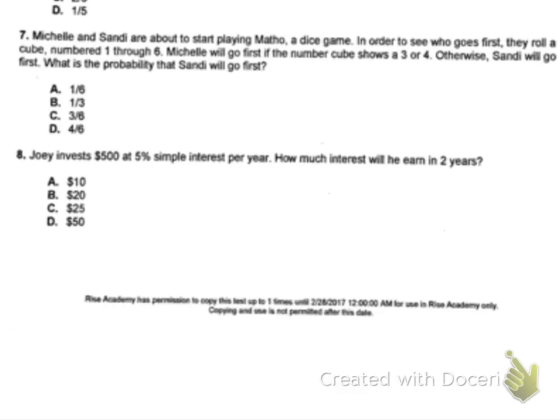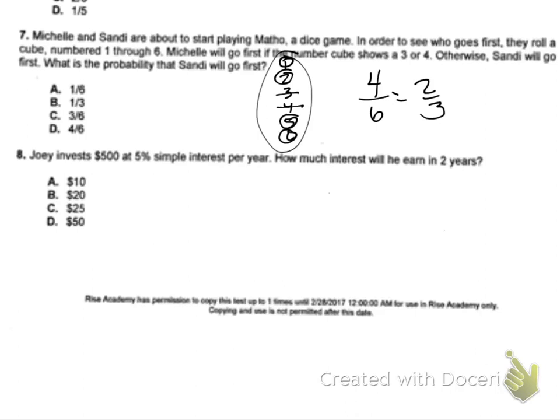Okay, so what I'm going to do is I'm just going to number this out. 1, 2, 3, 4, 5, 6. And it says that Michelle will go first if she rolls a 3 or a 4. All right, so that's Michelle. So I marked them out. So the rest would be Sandy. So that would be 1, 2, 3, 4. So 4 over 6 total choices, which is 2/3. Oh, well, they didn't simplify it. D.